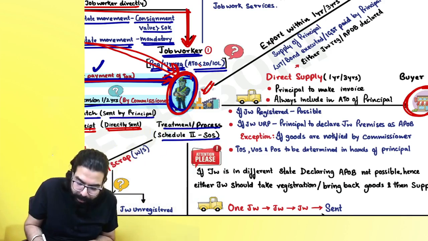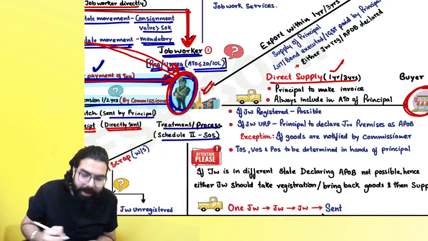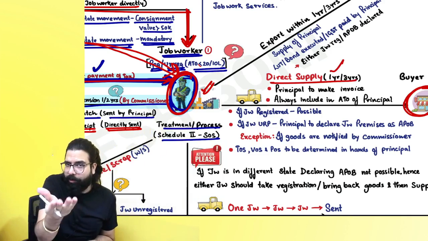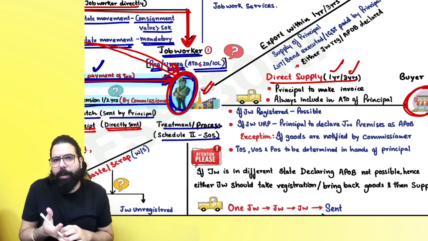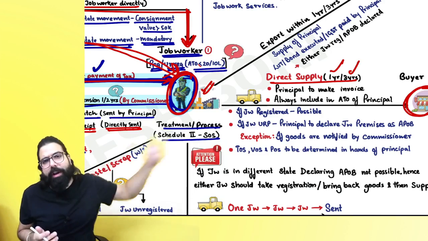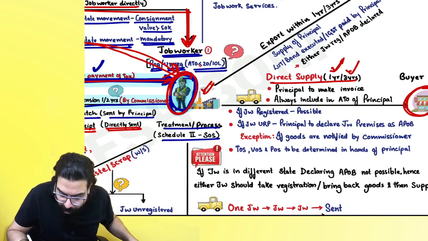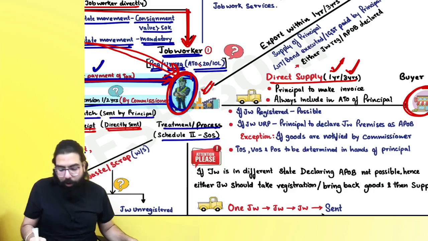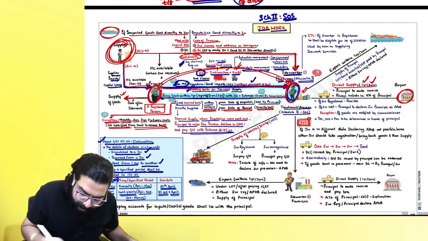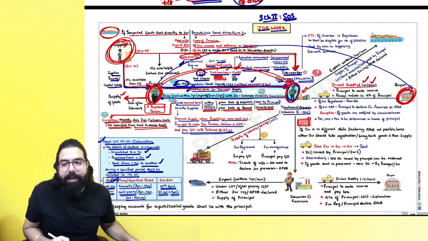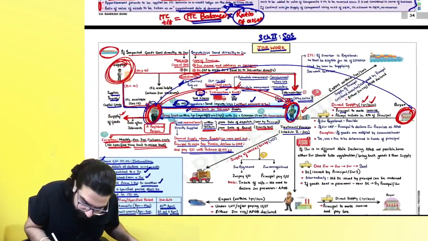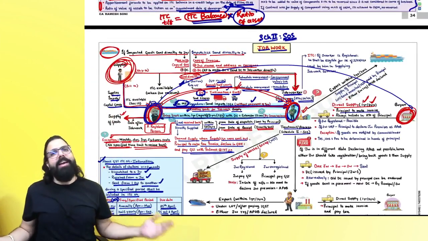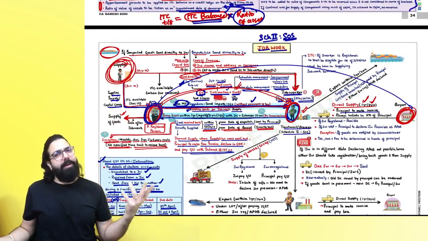So what will happen over here? Direct supply can be done within 1 year in case of inputs, which will now be converted into finished goods by the job worker. So you can sell it directly from there within 1 year, or 3 years in case of capital goods. Tell me one thing. This buyer is the buyer of the principal, and who will make the invoice? Principal will make the invoice, and if he makes the invoice, it will be included in the turnover of the principal anyways.